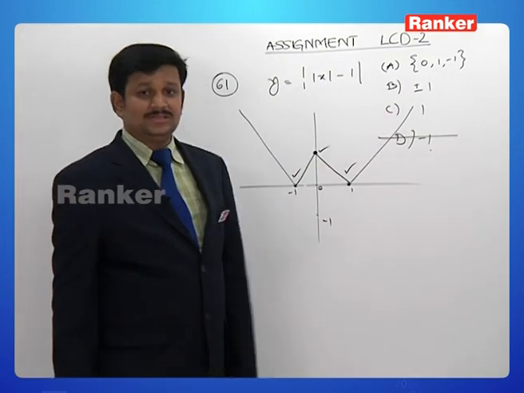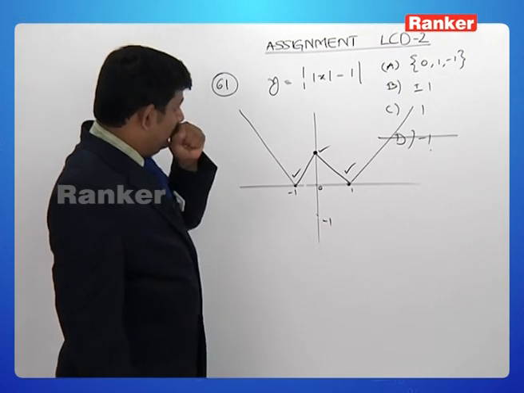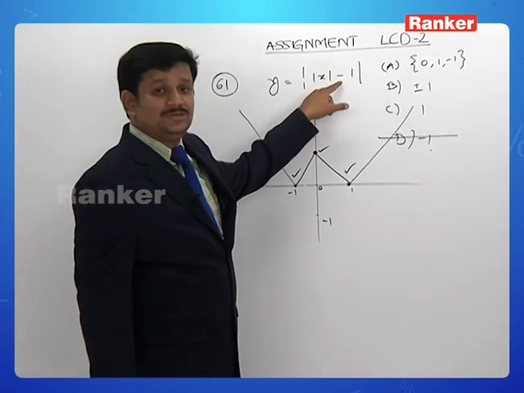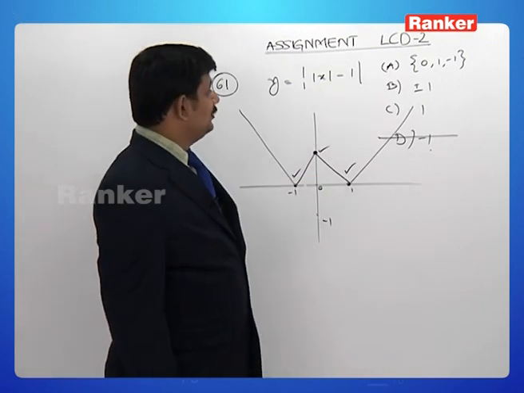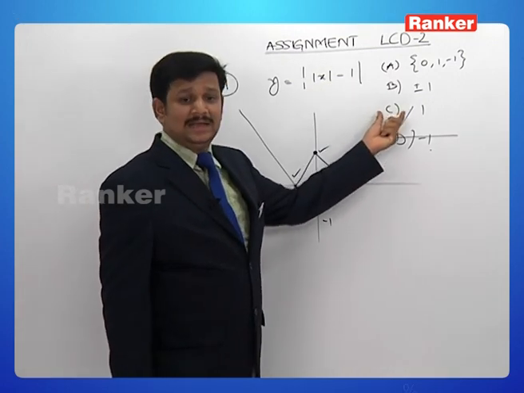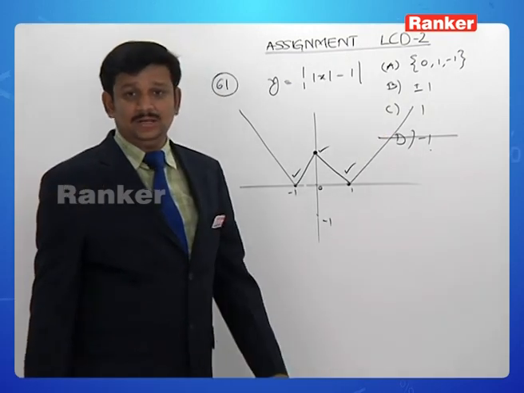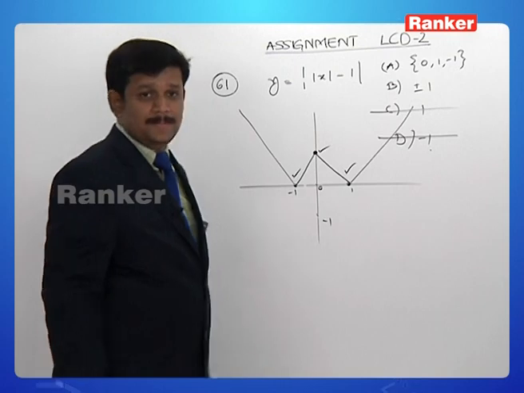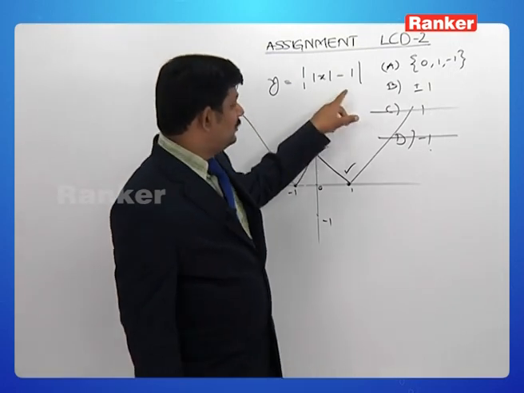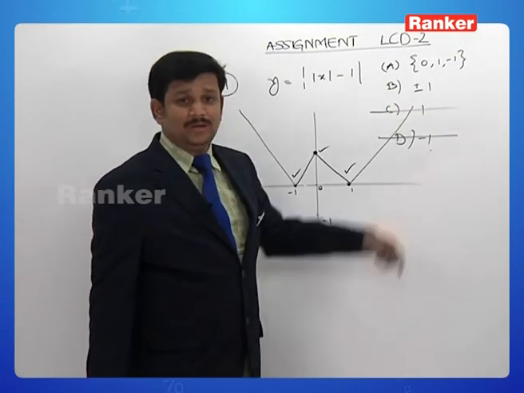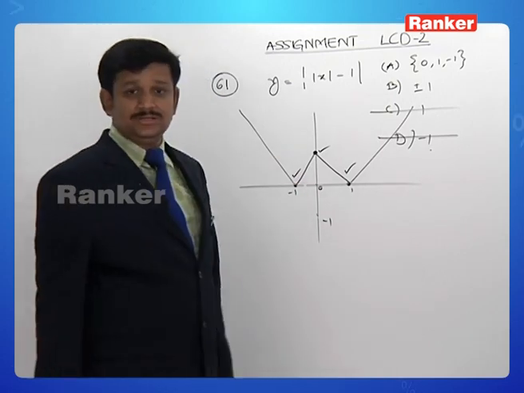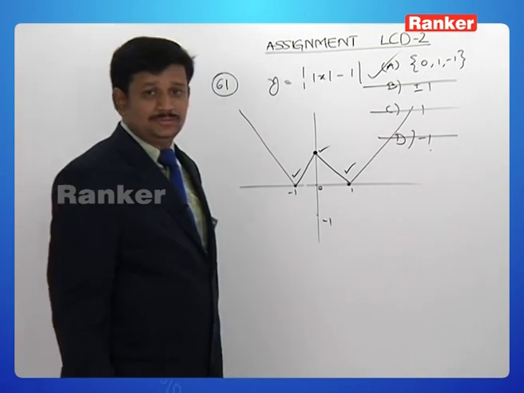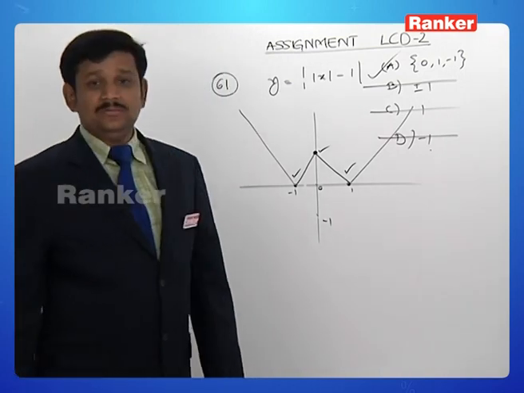Again, let me see whether C is the option or not. Let me fill the blank with C. The function y is equal to mod of mod x minus 1 is differentiable for all x except x equal to 1. Is that true? No. C is not the option. The function is differentiable for all real numbers except minus 1 and plus 1. That makes the function differentiable at 0, which is again false. So answer has to be A, 0, 1, minus 1.